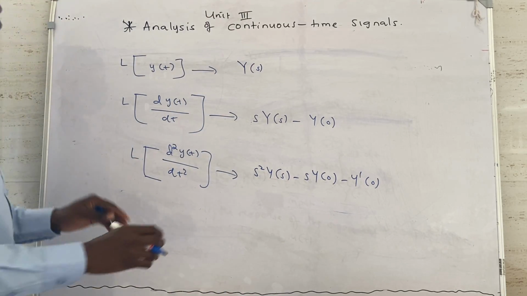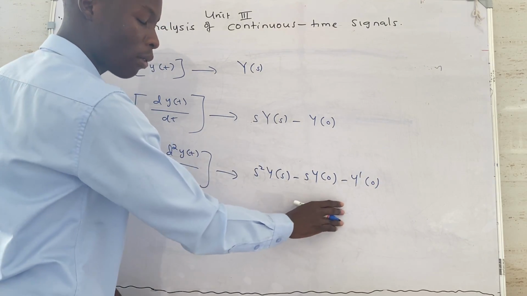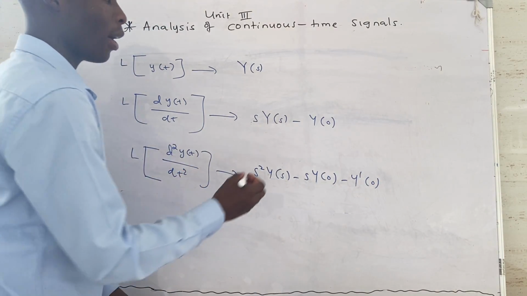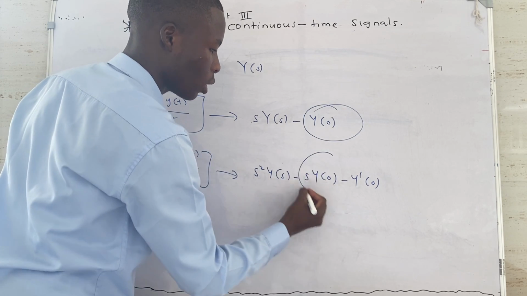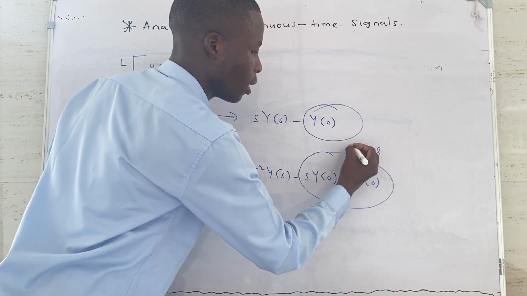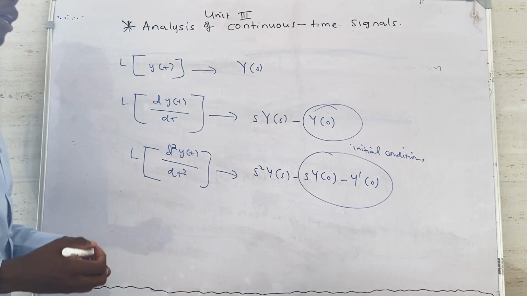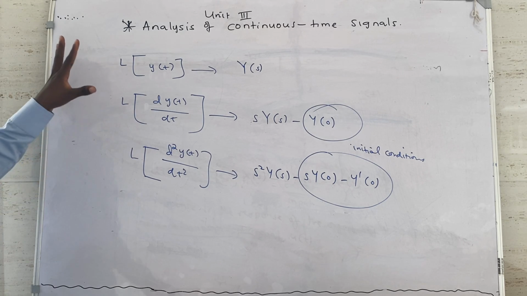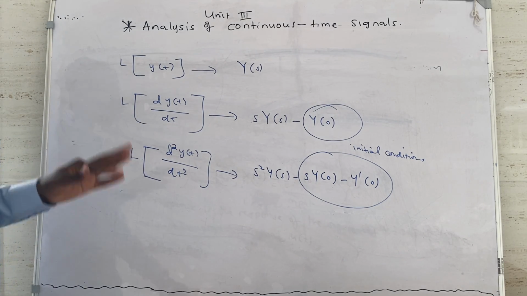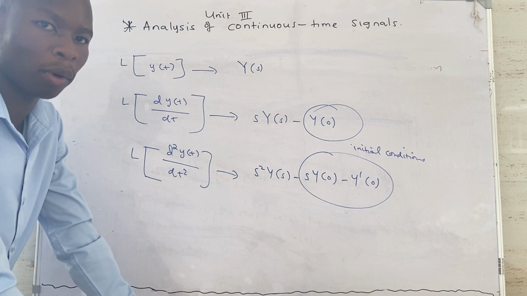If y of 0 is given, you have to substitute accordingly. If y bar of 0 is given, you have to substitute accordingly. Otherwise, you have to substitute these values with zeros. These are the initial conditions. So we are going to use the Laplace transform in the analysis of continuous time signals.